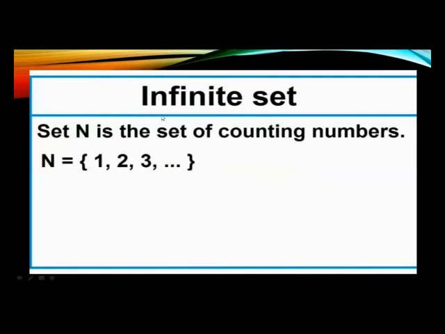Next is infinite set. Infinite sets are those whose limit is not known. For that, set N is the set of counting numbers. If you read this given set, it is representing N. N means natural numbers, the set of counting numbers, but no limit is given over here. So that's why we write N, natural numbers, equal to {1, 2, 3, ...}, which shows an unknown limit.